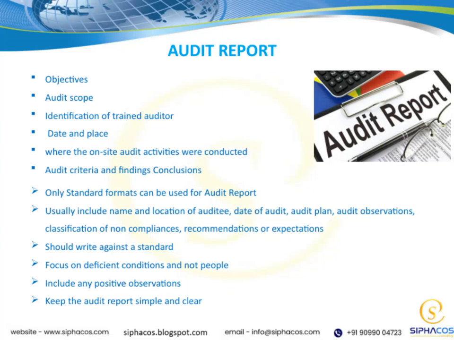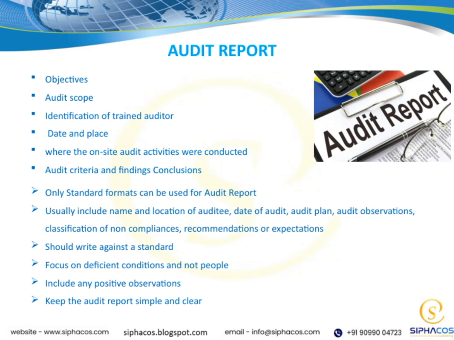Let's go through some key points about our audit process. First, the objectives of the audit are clearly defined to ensure we understand what we're evaluating and what we aim to achieve. Next, the audit scope outlines the boundaries of our audit, specifying which areas, processes, or departments are included. Identifying the trained auditor is crucial, as it assures that the person conducting the audit has the necessary expertise and qualifications.